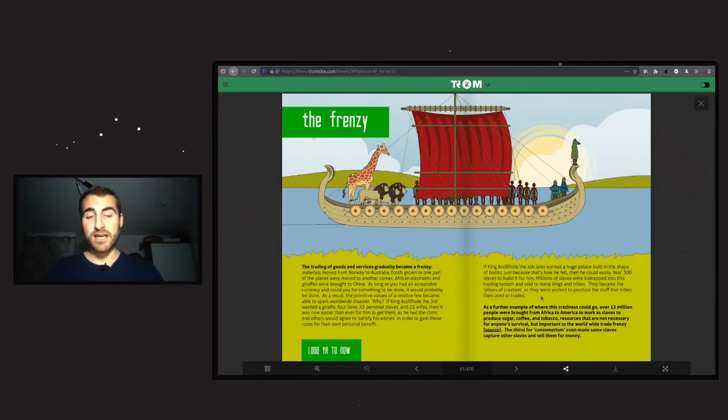And as a further example of where this craziness could go, over 12 million people were brought from Africa to America to work as slaves to produce sugar, coffee and tobacco, resources that are not necessary for anyone's survival, but important to the worldwide trade frenzy. The thirst for consumerism even made some slaves capture other slaves and sell them for money. So it became a crazy thing if you think about it.